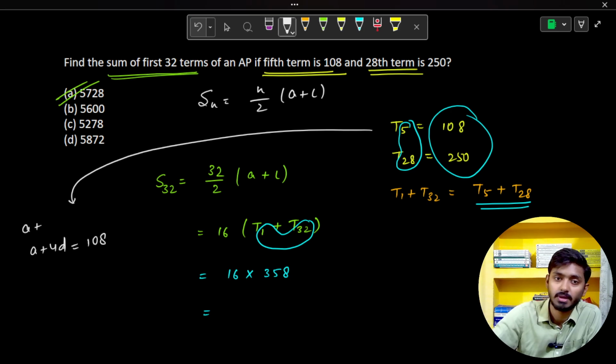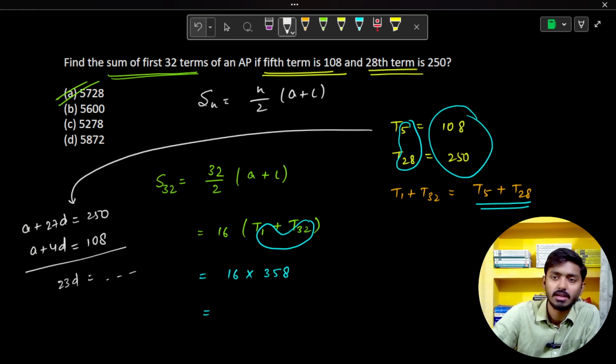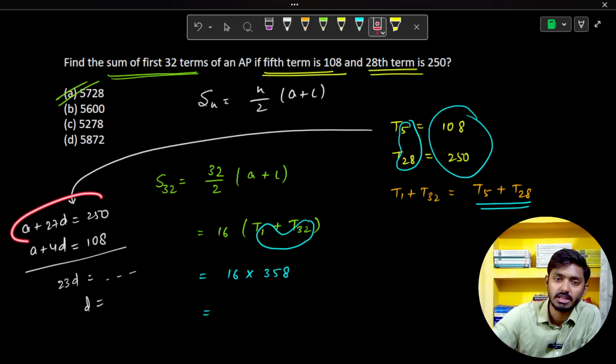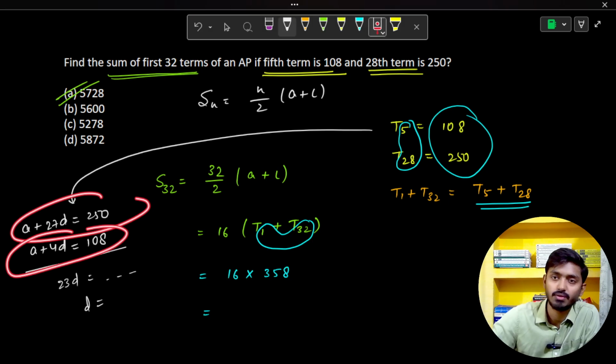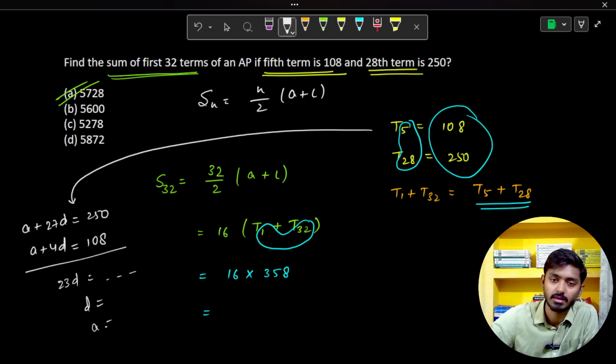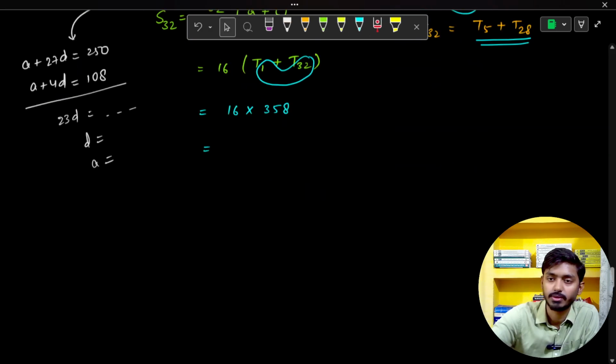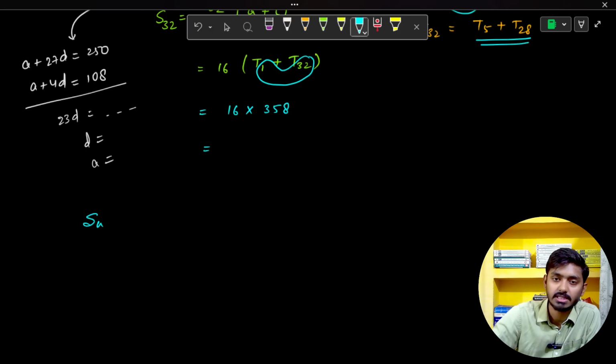A plus 2070, which would be 250. You will subtract these, you get 23D, and whatever over here you get the value for D. You put the value of D in any one of these, you get the value for A, and you use the formula Sn equals n by 2, 2a plus n minus 1 into D.